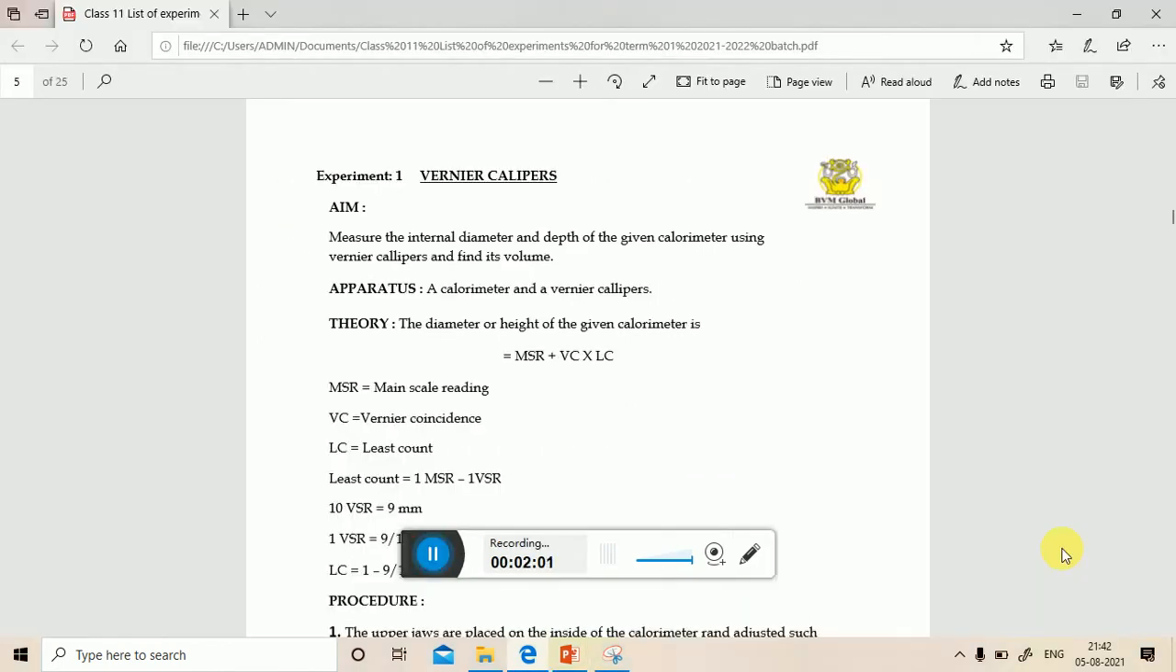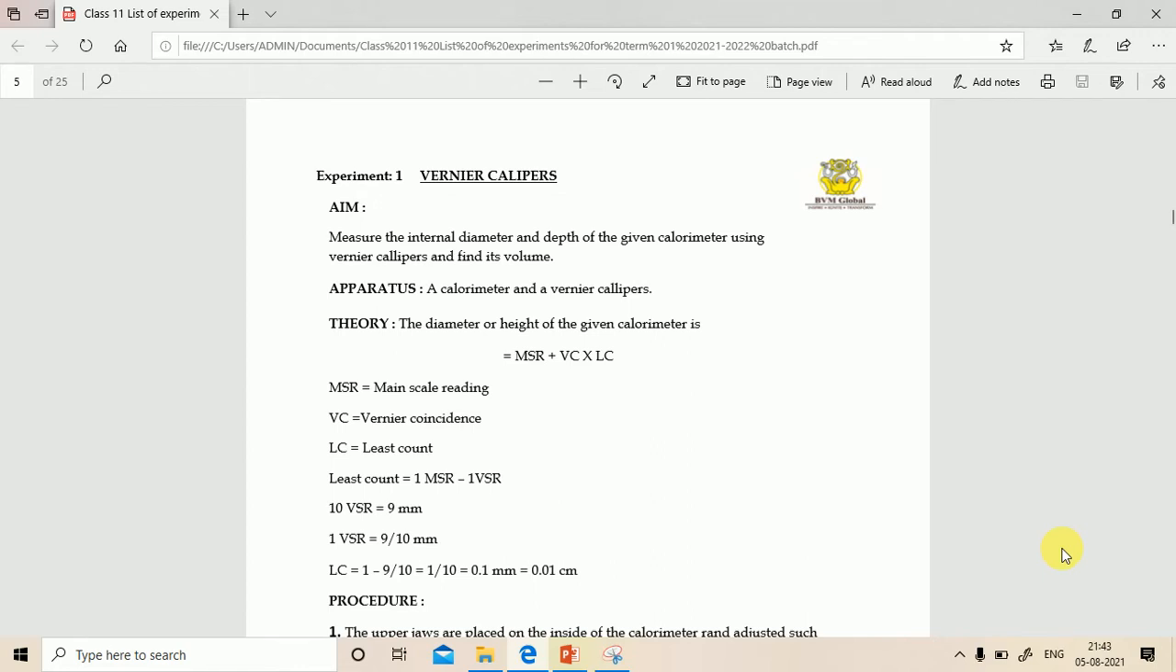Before going to start doing the experiment, let us go through the content given in the lab manual. Every experiment will have the aim, what we are going to do in that experiment. For this Vernier calipers, we are going to measure the internal diameter and depth of a given calorimeter using Vernier calipers. Along with that, after measuring these values, we have to find out the volume of that calorimeter.